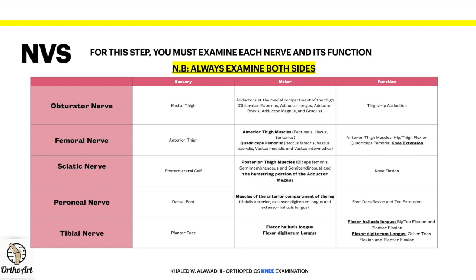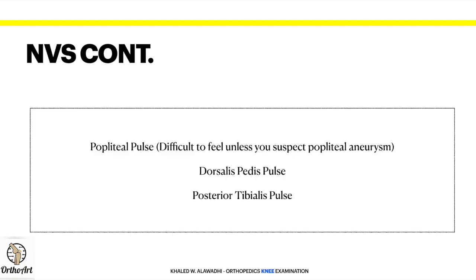And finally, you have the tibial nerve. It innervates the plantar foot, and it innervates the flexor hallucis longus and flexor digitorum longus. Flexor, flex, longus, long muscle, hallucis and digitorum, both of them are part of the toes. For the hallucis, from its name, it does the great toe flexion and plantar flexion. The flexor digitorum, the toes, do the flexion and the plantar flexion. So this is basically a neurovascular status summary.